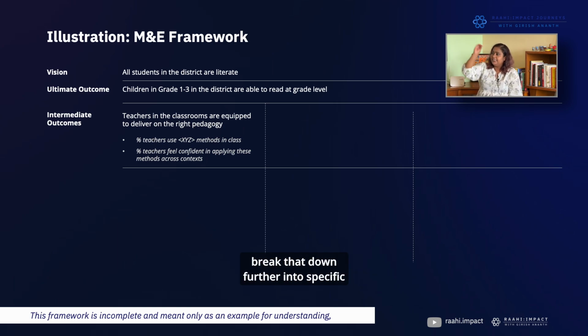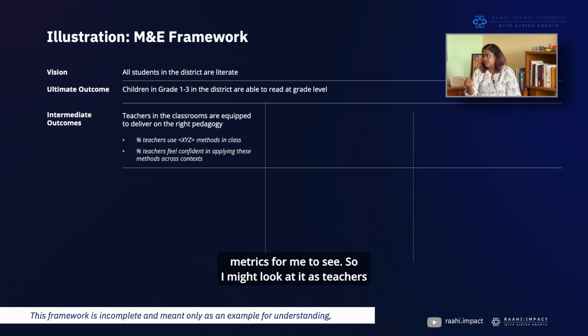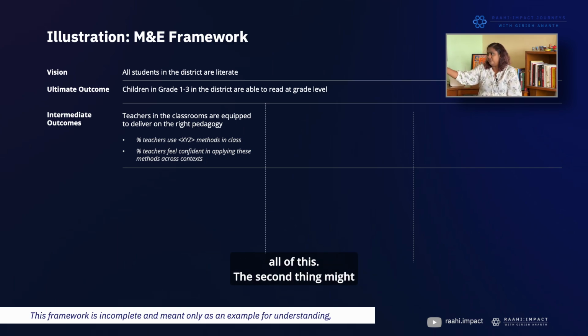Right. So I break that down further into specific metrics for me to see. So I might look at it as teachers use XYZ methods in the classroom. Teachers feel confident. They're actually aware of pedagogies that happen, right? Or something like teachers are actually equipped. They feel prepared for all of this.